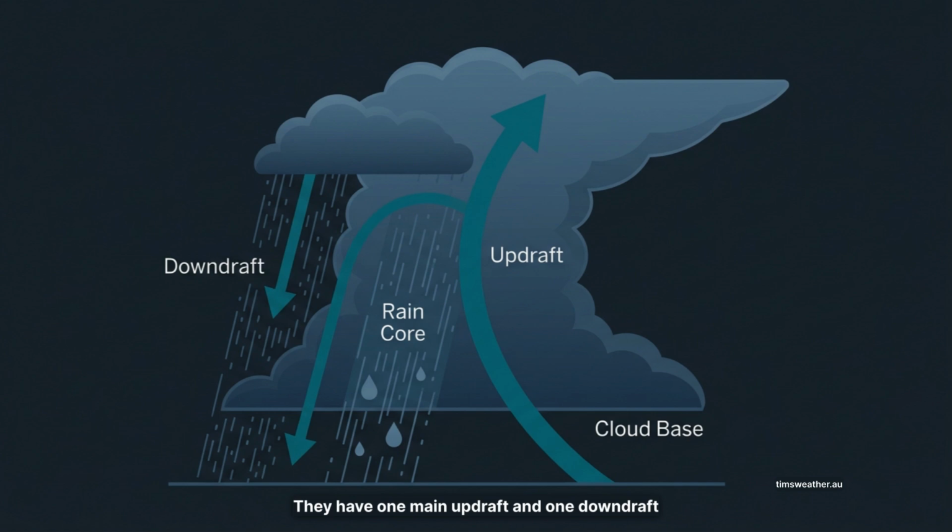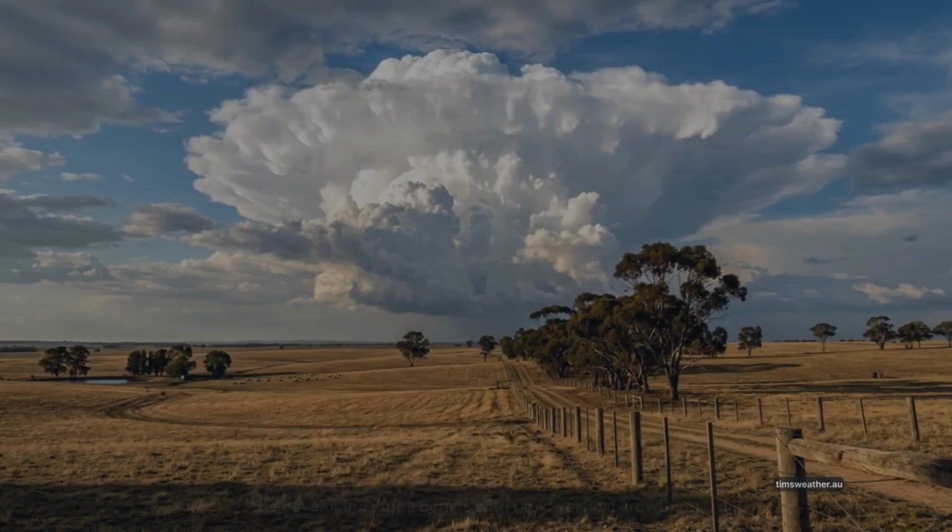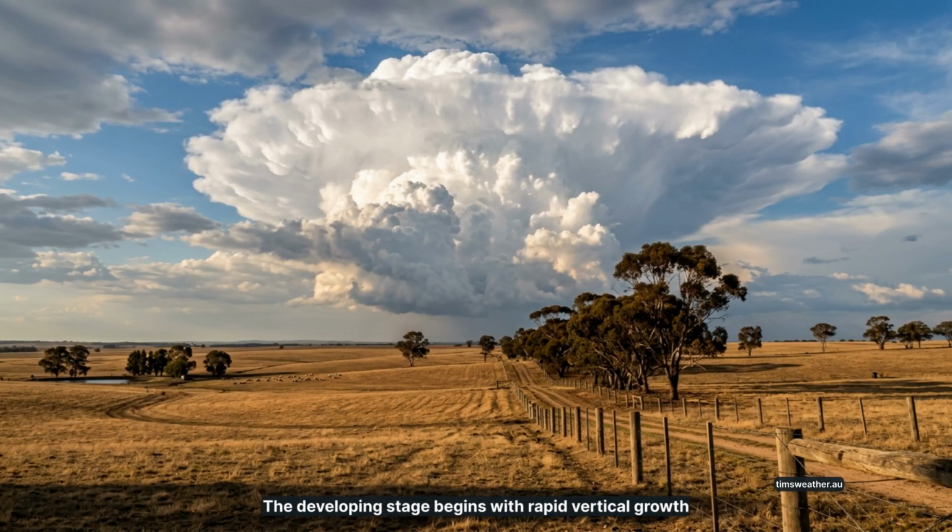Meteorologists describe the life cycle in 3 stages. The first is the developing stage. This is when the updraft is strongest and the cloud grows vertically. There may be no rain yet, but the cloud top can build quickly, especially over hot inland areas, coastal sea breeze boundaries, or tropical islands north of Darwin.